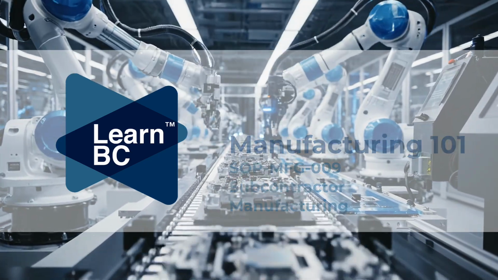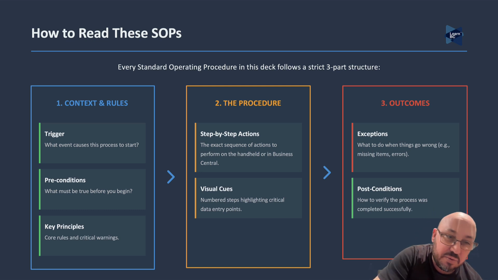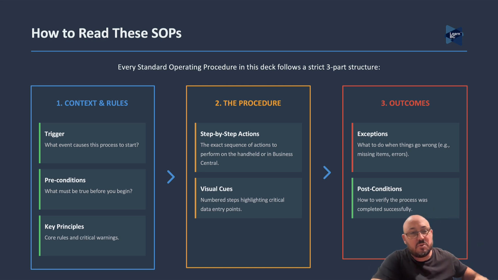With every video, it's really important to make sure that we understand the context of the rules. Like, why are we doing this? The trigger, the preconditions, and the key principles. Then let's work through the procedure and understand it. We will come back for visual cues after we've gone through the explanations, and then the outcomes. What does it look like when it works, but what does it look like when it doesn't, and what are the exceptions? What should we know?